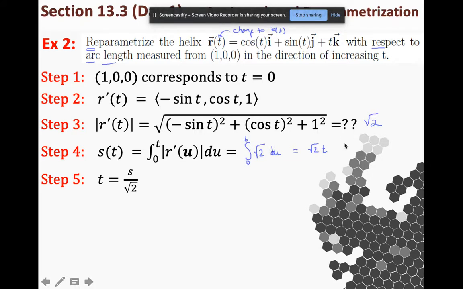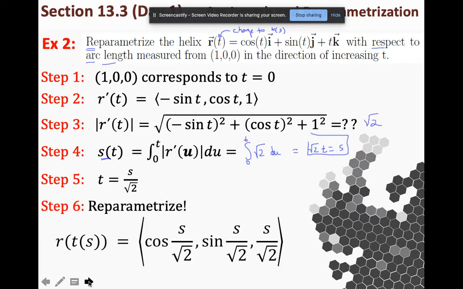Take that expression and get t by itself. This was s. S in terms of t is root 2t. Get t by itself. Now reparametrize. So my original r here is not cosine t anymore. It's cosine of t, sine t, sine t.